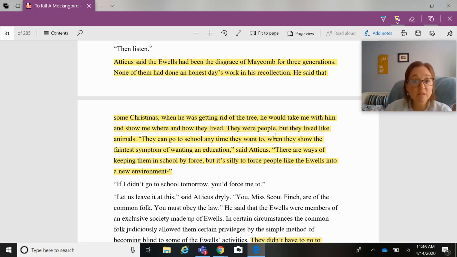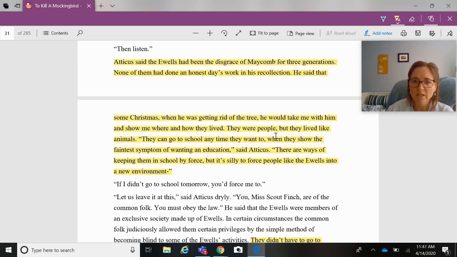So he said that some Christmas, when he was getting rid of the tree, he would take me with him and show me where and how they lived. They were people, but they lived like animals. They can go to school anytime they want to when they show the faintest symptom of wanting an education, said Atticus. There are ways of keeping them in school by force, but it's silly to force people like the Yules into a new environment.